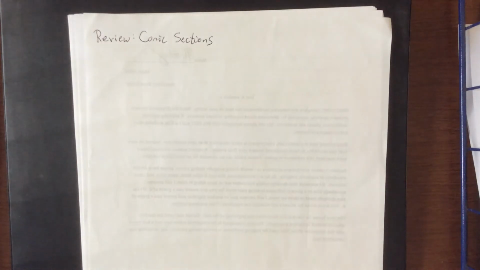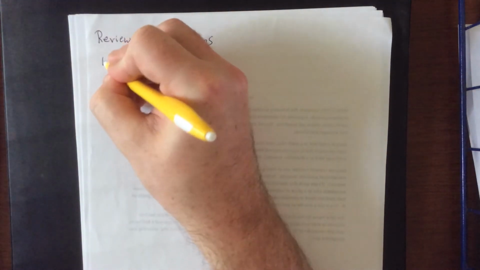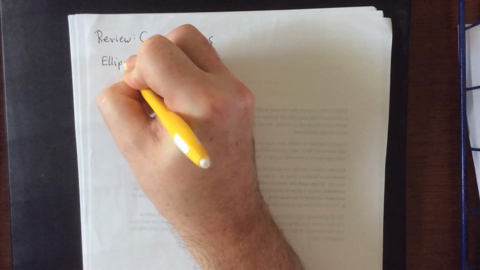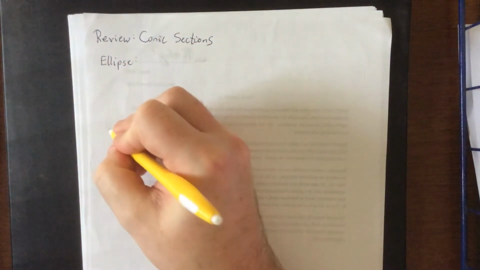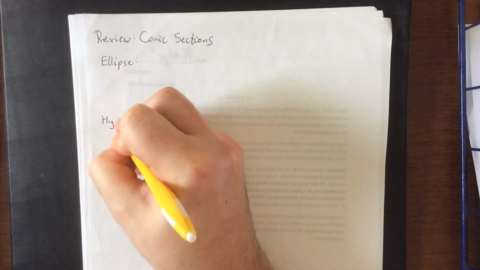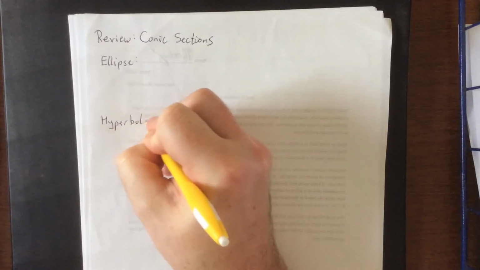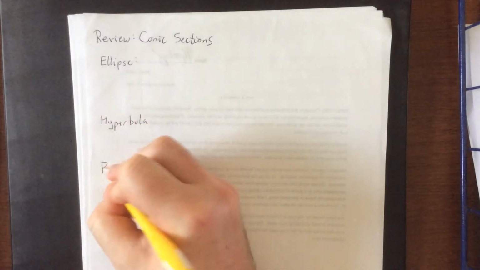In this review of conic sections, I do want to remind everybody that technically there are 4 different kinds of conic sections. There's the circle, the ellipse, the parabola, and the hyperbola. However, because a circle is basically an ellipse with a certain restriction on it, we're only going to talk about 3 different kinds of conic sections today. It's going to be the ellipse, the hyperbola, and the parabola.